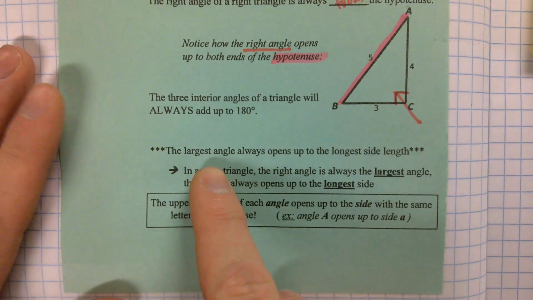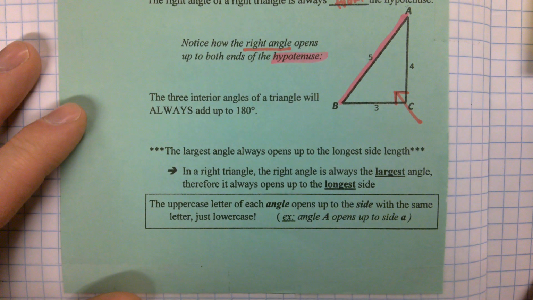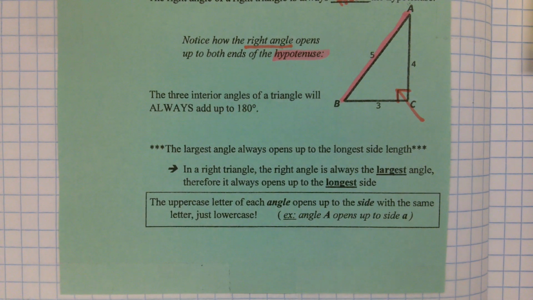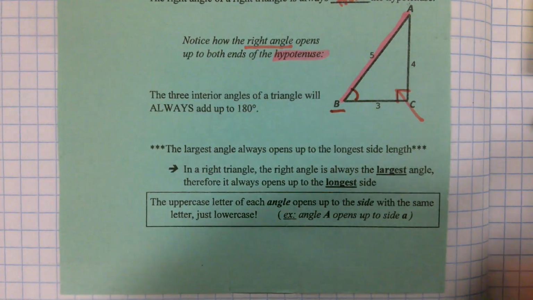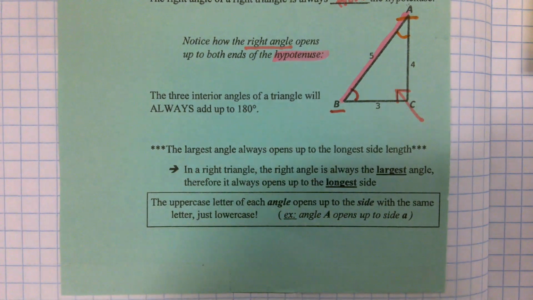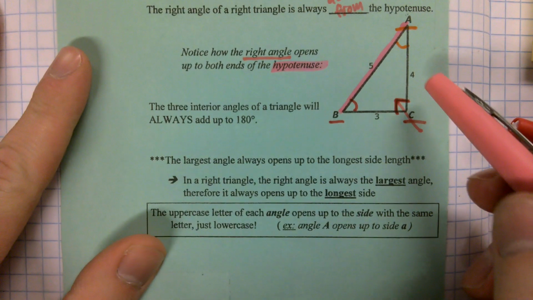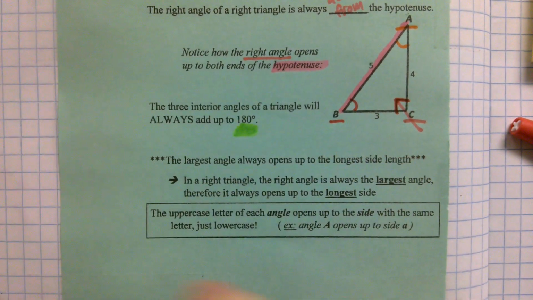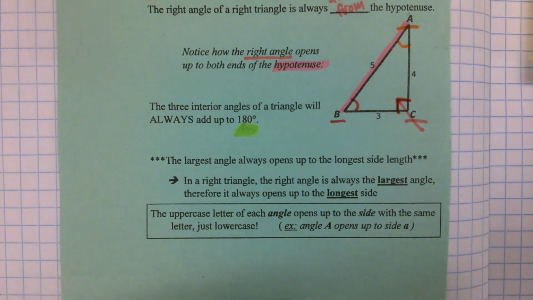The largest angle of a right triangle is always the 90-degree angle, because all three of these angles, let me do them in all three different colors. Angle B, angle A, and this right angle, angle C. If we add these three angles together, we get 180. Every single triangle, doesn't matter if it's a right triangle or not, those interior angles add up to equal 180.